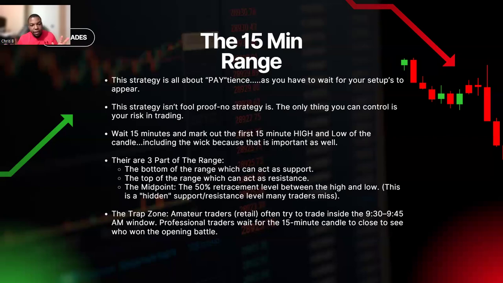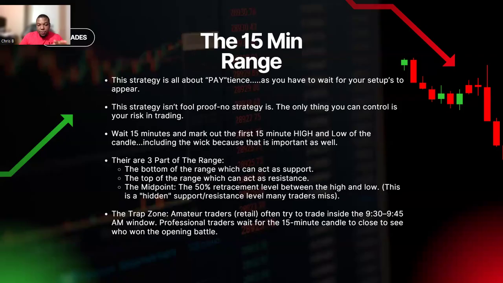Now, there are three parts of the range: the bottom of the range, which can act as support, the top of the range, which can act as resistance, and also the midpoint line. This is the 50, the half retracement between the high and the low. The midpoint, the 50% retracement level, is a hidden support and resistance level that many traders miss. I used to miss it as well, but I only use it for trend confirmation.